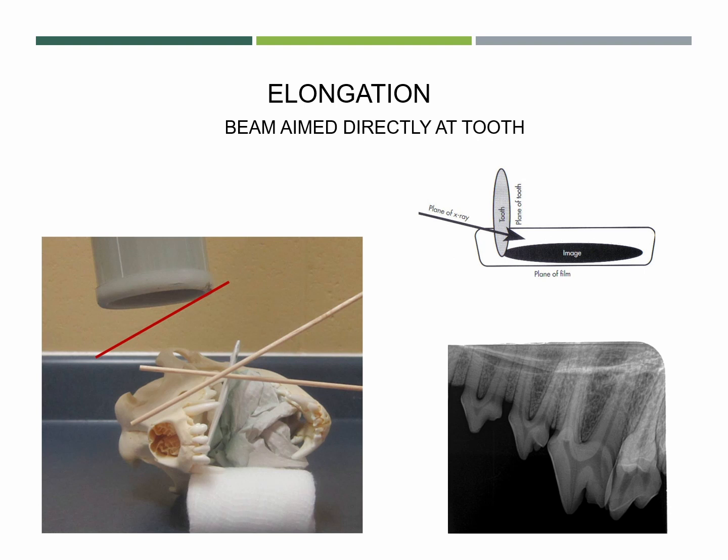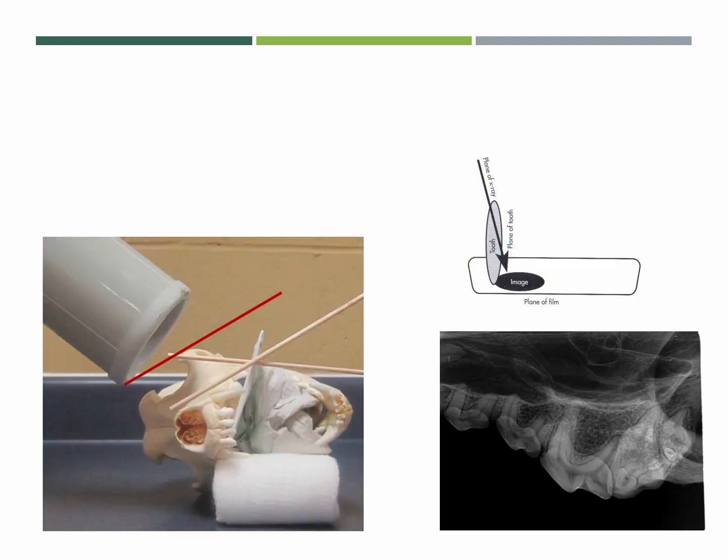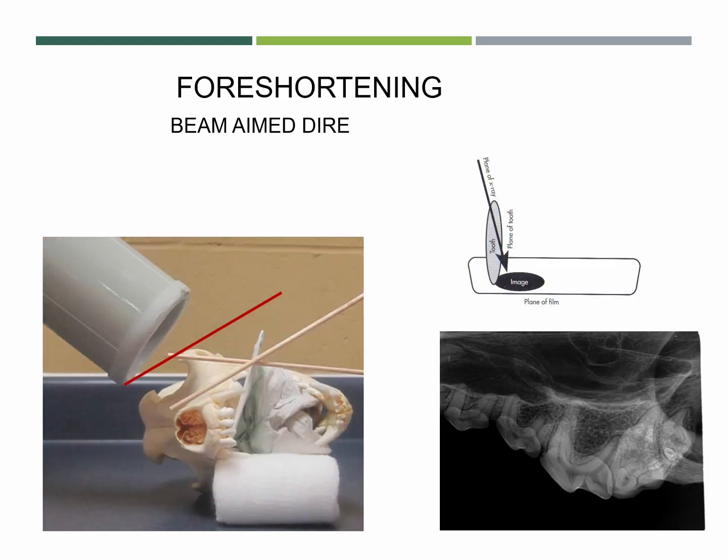Beam aimed directly at the tooth. Too much at the tooth. Okay. Not enough at the film. You get a long image. Look at those tall teeth, right? I know roots are long, but they're not like that, right? Those are elongated. That's not a diagnostic x-ray. Now, some vets would be like, whatever, I can see there's nothing going on, but that is not a diagnostic x-ray. On the opposite side, you have foreshortening.